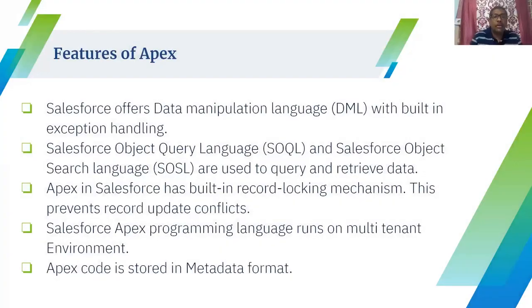Now we are going to discuss the features of Apex. So, what are the features that we have in Apex? Salesforce offers a data manipulation language with built-in exception handling. Here in Salesforce we have a data manipulation language. We are going to use DML statements in Salesforce, just like in a normal DBMS. We are able to write DML statements here, which is called data manipulation language.